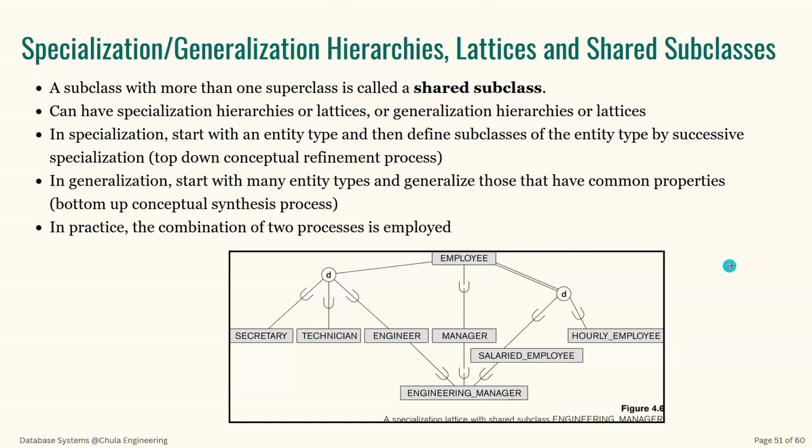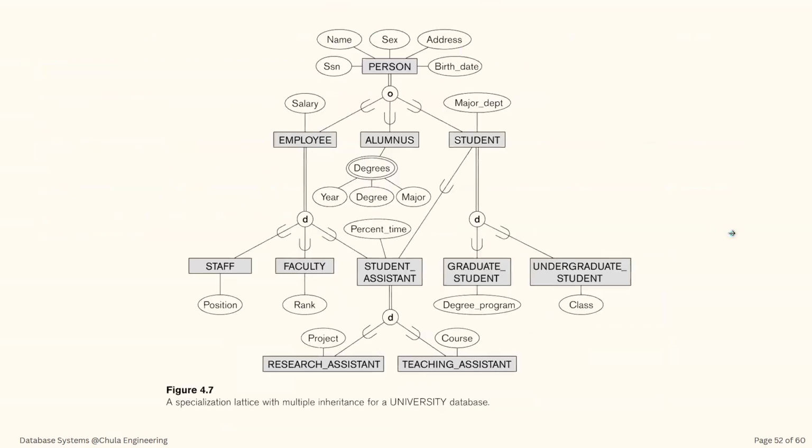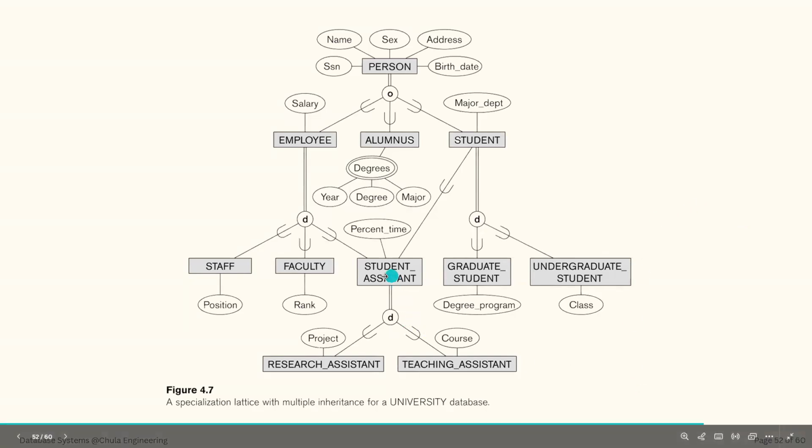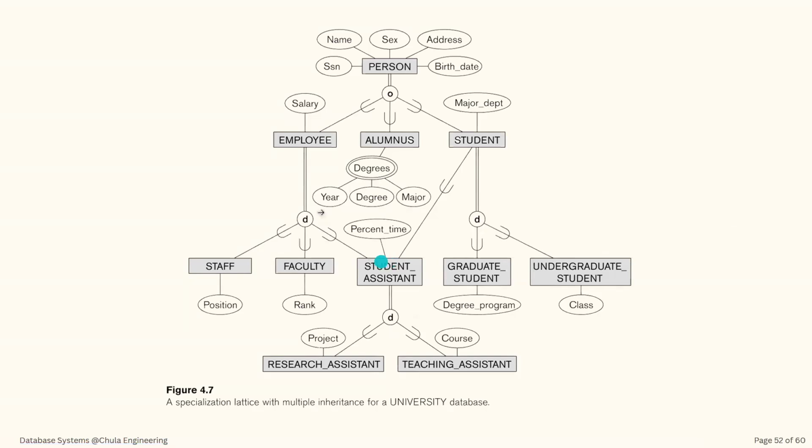Okay. And usually a combination of the two can be employed. So here is a specialization lattice with multiple inheritance for a university database. Take a look at the student assistant here. You have a student assistant who is an employee and also a student, right? An employee and a student belong to the person superclass.